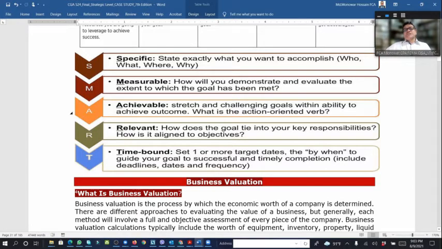What is the action-oriented part? That means achievable. This must be done, this can be done, it has to be done. Relevant: how does the goal tie into key responsibilities, how is it aligned with the objective. For example, the relevance: if you think that your business is garments and now you want to start another business, for example you start a plane or other business that is not relevant to this one, then you may make mistakes there, because it is untested, and then you will sink there.